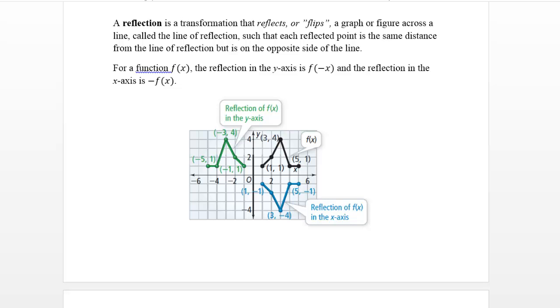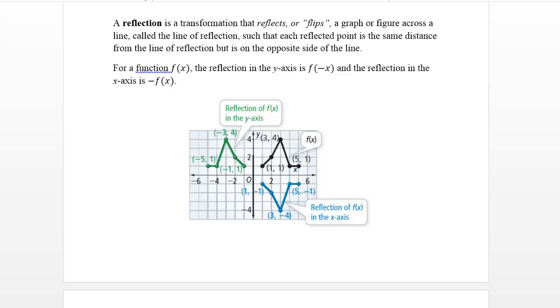For our next transformation, we're going to talk about reflection. Reflection is a transformation that reflects or flips a graph across a line, which we call a line of reflection. Initially, we're going to start by reflecting our graphs or functions across either the y-axis or the x-axis, but keep in mind that you can also reflect any figure over any given line, or a point over another point. So it won't just be the x and the y-axis. However, that's how we will start today.